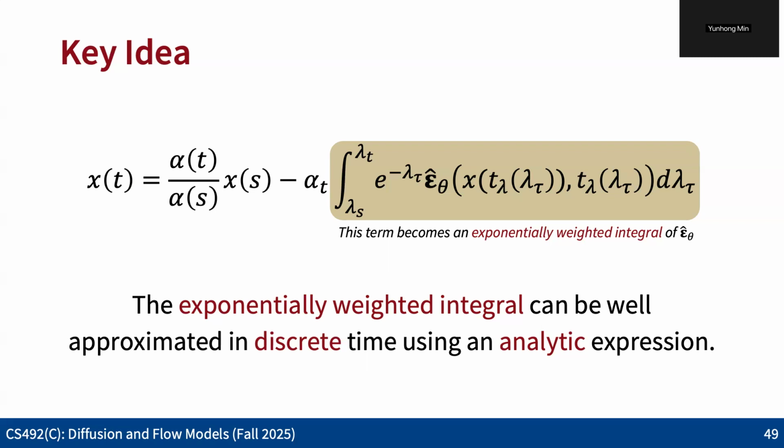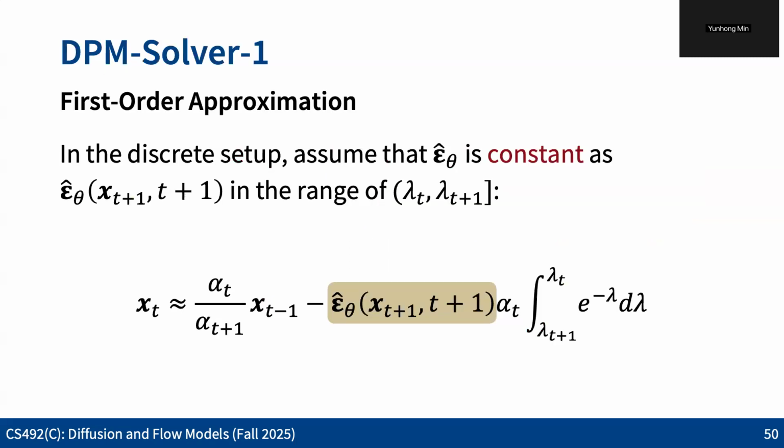So basically, one way that we can simply approximate this is by assuming this noise prediction function is piecewise linear. For a certain range of time, we're going to assume that this noise prediction becomes some kind of constant.